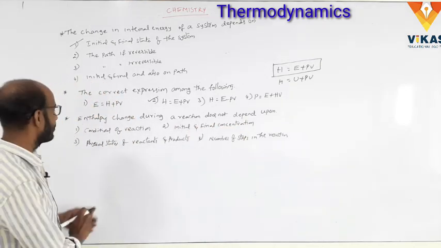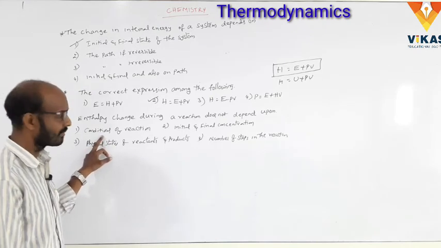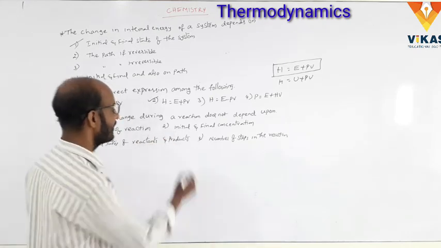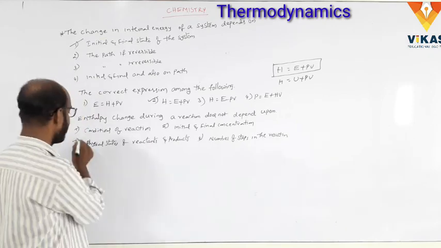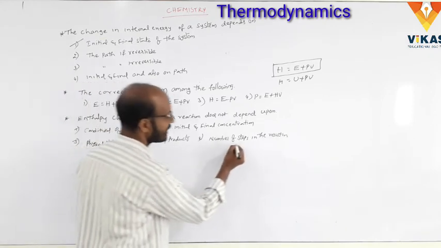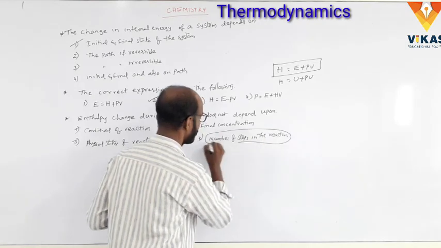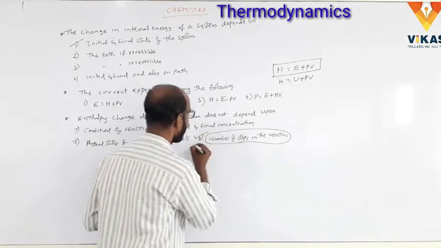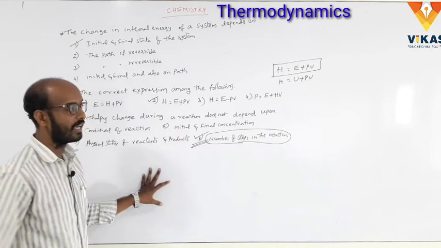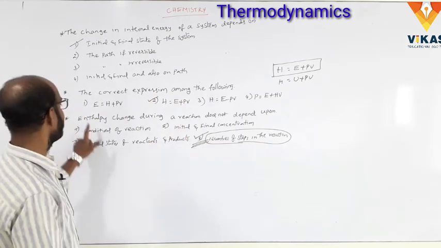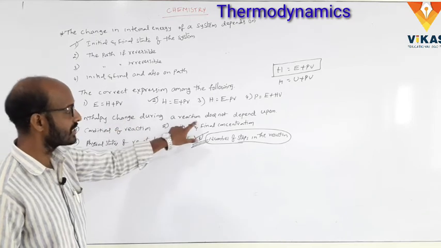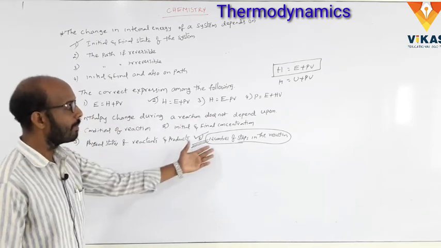So guess. The first one, conditions of the reaction, yes. Initial and final concentration, yes. Number three, physical state of the reactant products, yes. Number four, number of steps in the reaction, it's the wrong answer. So here the correct option is number four, number of the steps in the reaction. Enthalpy change during a reaction does not depend upon the number of steps in the reaction.